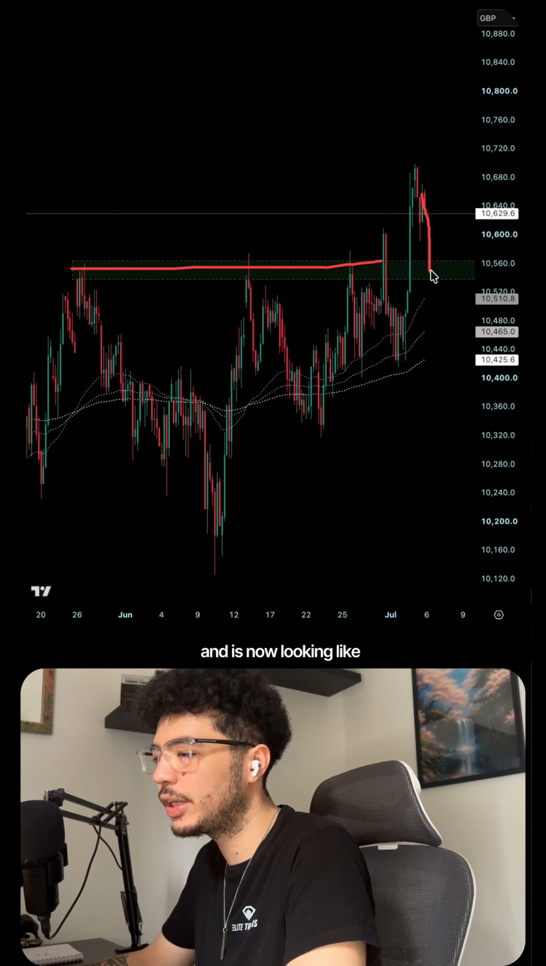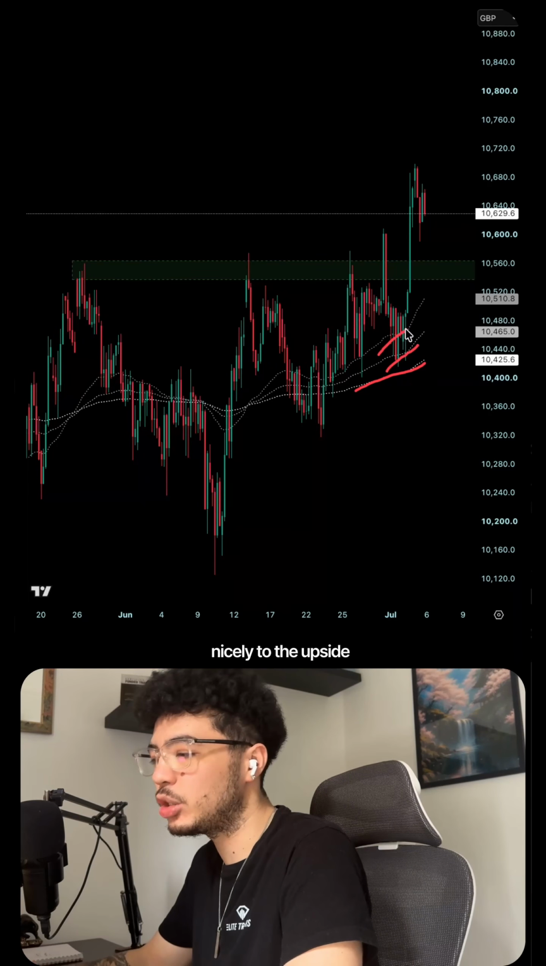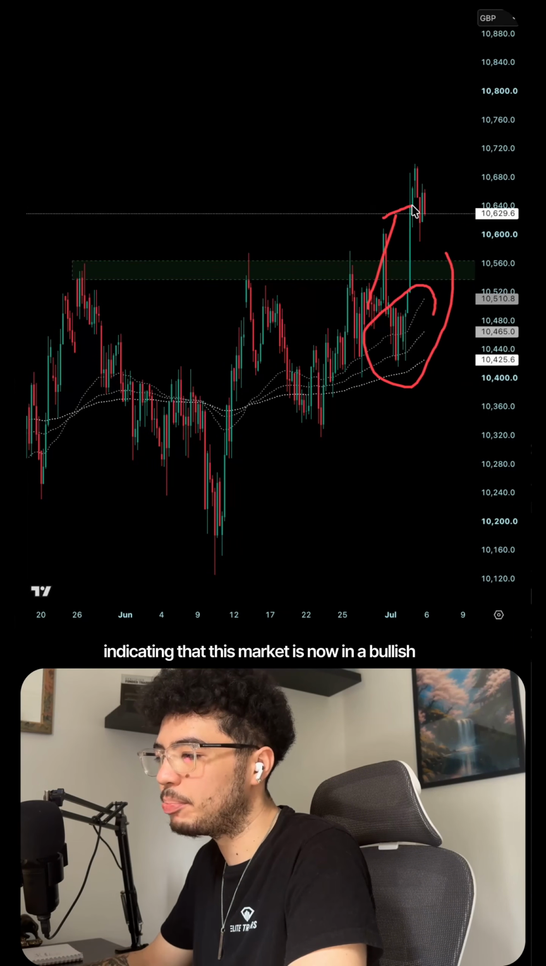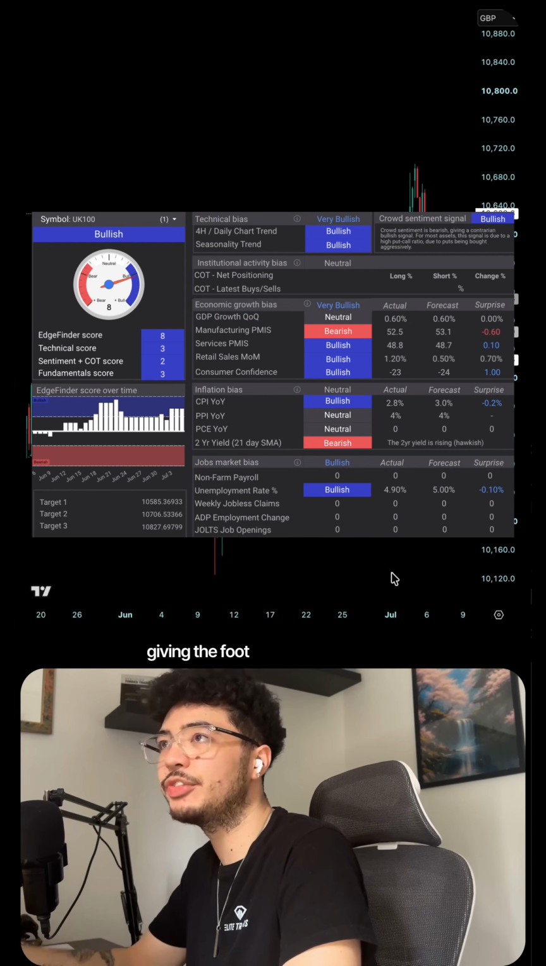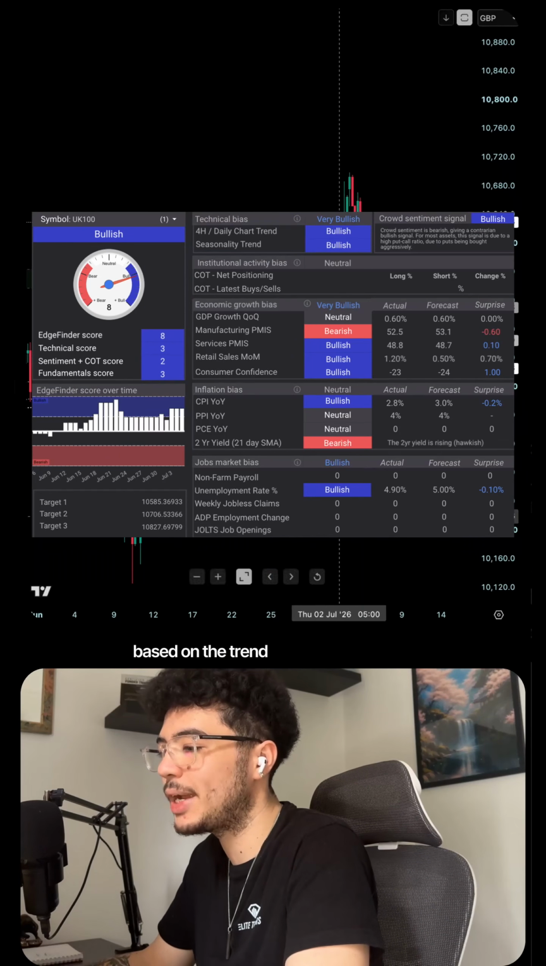Next up, I'm looking at the FTSE or the UK 100, which has broken these previous highs and is now looking like it wants to head in for a retest, giving us this break and retest pattern. We also see the moving averages that are fanned nicely to the upside, indicating that this market is now in a bullish trend. And with the Edge Finder giving the FTSE a bullish score of 8, this is looking like a very high probability trade based on the trend and the fundamentals.